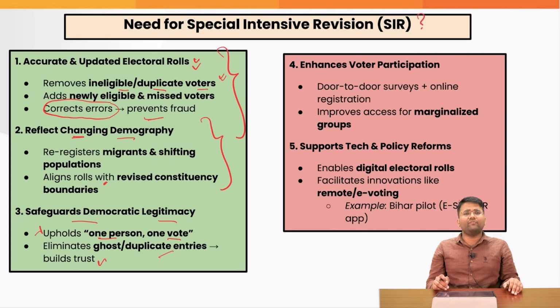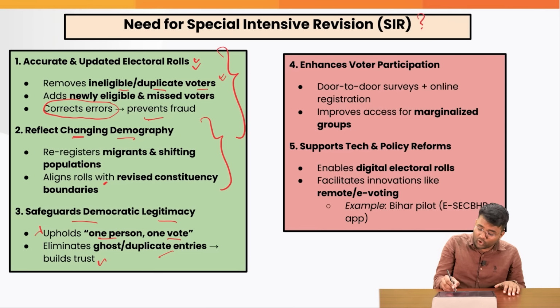For example, if a person knows that his neighbor has his name in the electoral roll multiple times, and he might be casting his vote multiple times, that creates a trust deficit between those neighbors. That can be with other sections also. So to bridge that trust deficit, to improve or increase the social capital, this kind of exercise can be very useful. Then, enhancing voter participation.